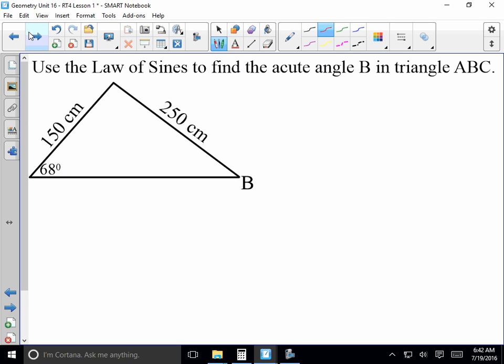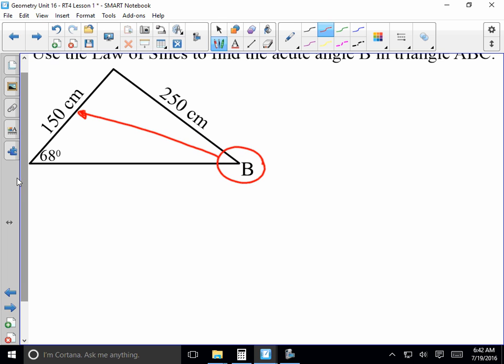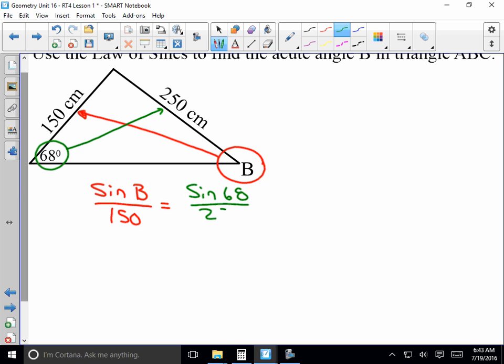So let's look at one more situation where now we're given the information, but we're wanting to find the angle measure. Once again, we're pairing up the values that are across from each other. So I've got B and the 150. So that one is going to be the sine of B over 150 equals, and then I have my second pair, the 68 degrees and the side opposite, the 250. So I have the sine of 68 over 250.